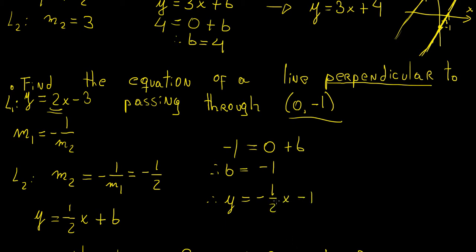Okay, so you will always see this kind of relationship if the lines are perpendicular to each other. One of them is going to be the same as the other, but it's going to be 1 over that gradient, and it's going to be negative.